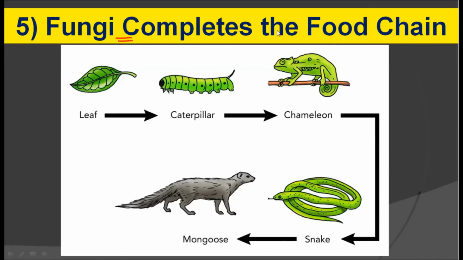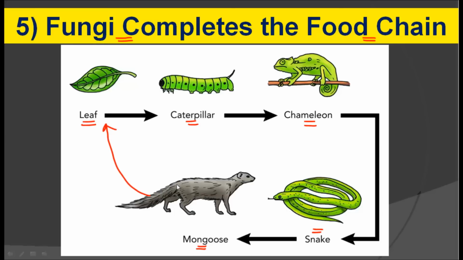Now, here is the example of a food chain. Here are the plants, that is the leaf, which is eaten by the caterpillar. Now, this caterpillar is eaten by the chameleon. Now, this chameleon is eaten by the snake. And now, this snake is eaten by the mongoose. Now, this mongoose is not available to the plant, right? Plants cannot eat this mongoose. But what happens in between?